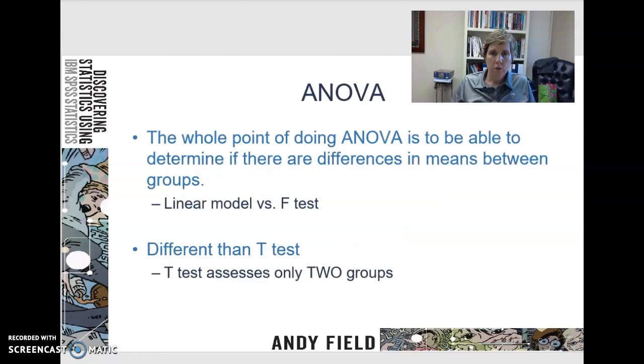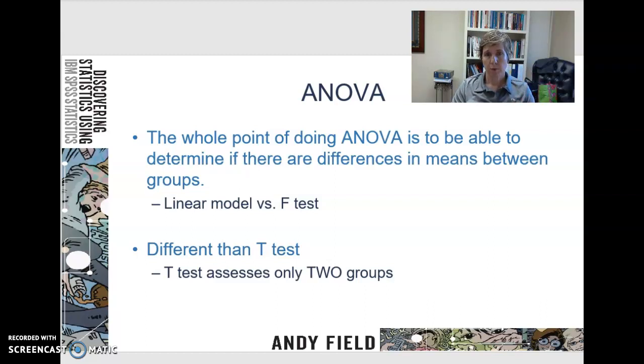So the whole point of doing an ANOVA is to be able to determine if there are differences in means between groups. The difference really between an ANOVA and a t-test is the number of groups that you have. In a t-test you always have two groups that you are comparing, and in ANOVA you've got two or more. So it's a little confusing because you can run an ANOVA with two groups, and you can run a t-test with two groups.